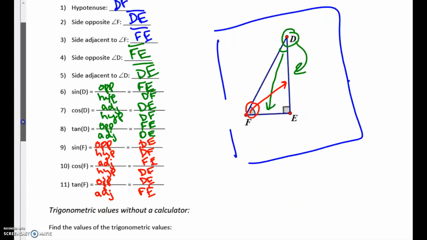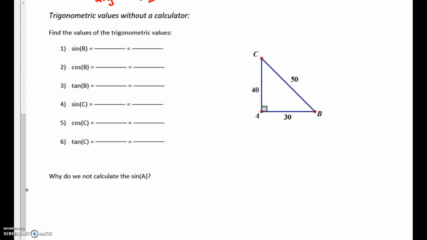So that's all we do. That's how we use the ratios. So now let's actually throw some numbers in there. We're still looking at SOHCAHTOA.